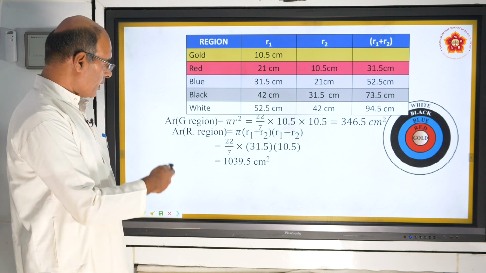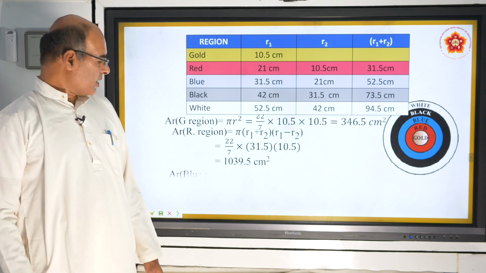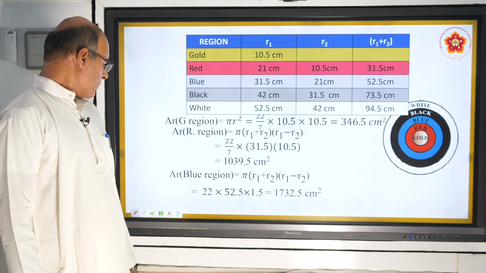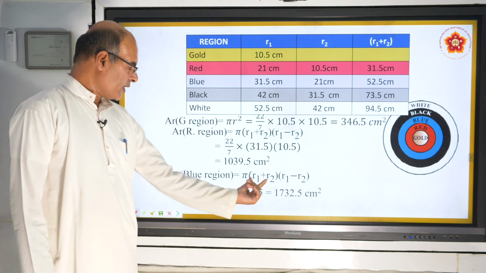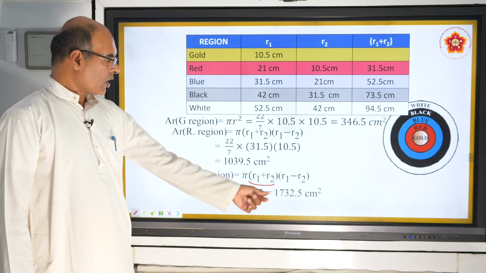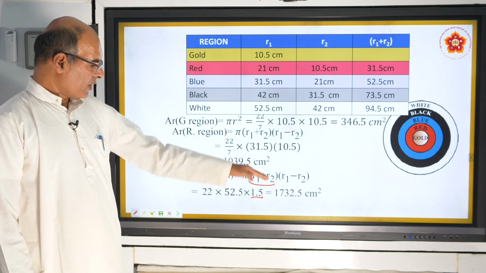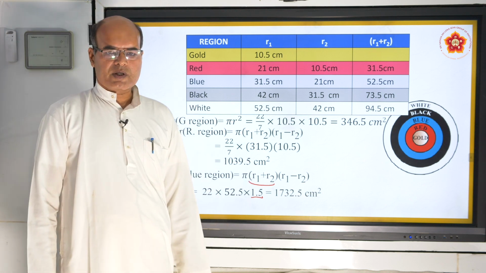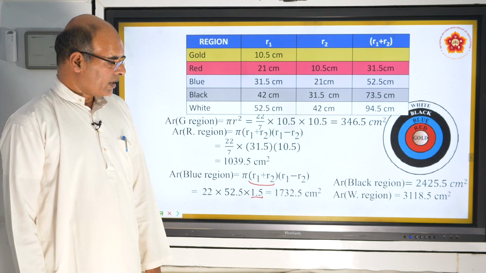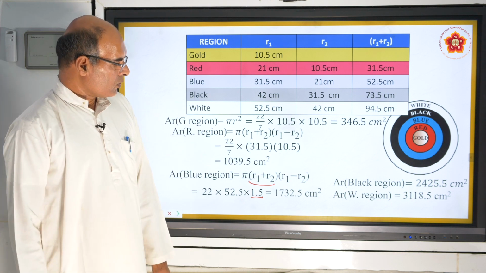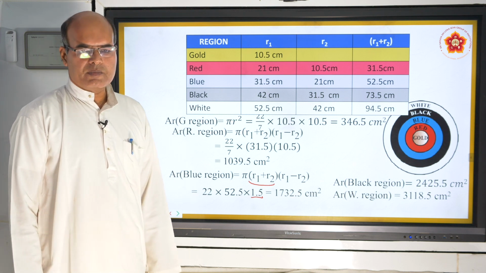So let us calculate. The area of the red region is 1039.5 centimeter square. Similarly, for the area of the blue region, R1 plus R2 is 52.5. Substitute 52.5 in the place of R1 plus R2, R1 minus R2 is the width of the ring, divided by 7 gives 1.5, and simplify. We get 1732.5 centimeter square. Similarly, the areas of the black ring and white ring come to 2425.5 centimeter square and 3118.5 centimeter square.